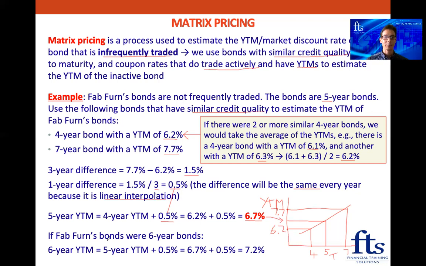Okay, dokes. Now, what happens if Fab Fern's bonds were 6-year bonds? What would we do then? Well, then we would just take the 5-year yield to maturity, which we worked out was the 6.7% over there. And all we need to do is add on 0.5% for the extra year, which would give us 7.2% if it was a 6-year bond. Or I guess what we could have done is, if it's 0.5% for every year, 6 years is 2 years away from the 4-year, so it's 1% for 2 years. So we could add on 1% to the 6.2. 6.2 plus 1 would also give us 7.2. So that would be another way to think about it.